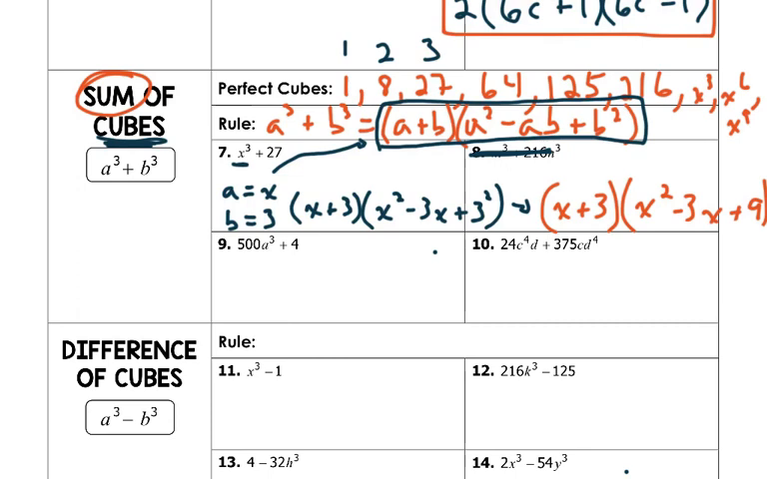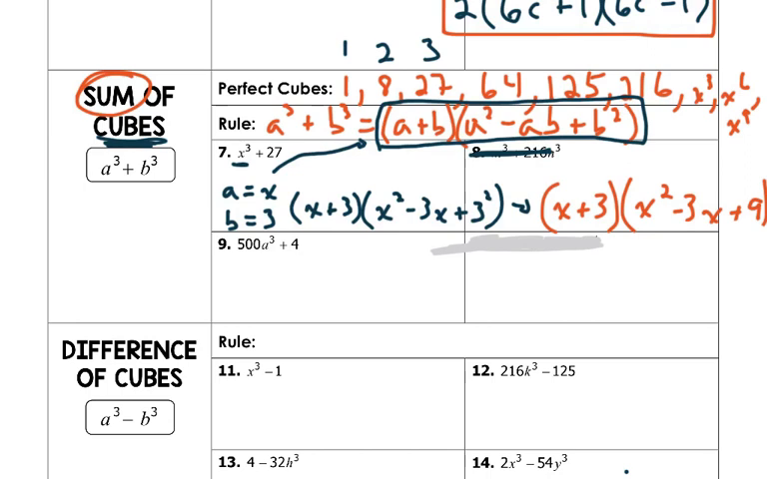I am going to go ahead and wipe this problem out, so that we have space to do this one here. All right, so let's look at the next problem. 500a cubed and then plus 4. So again, it's a sum, yes, but are they perfect cubes? No, they're not perfect cubes, because 500 is not a perfect cube and neither is 4.